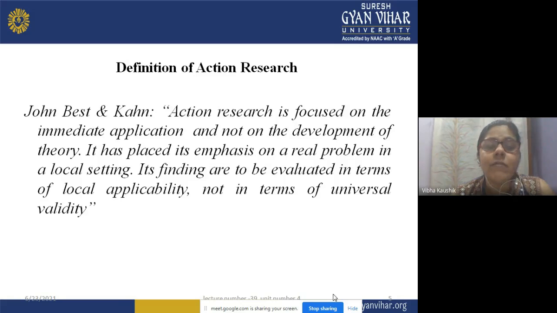It has placed its emphasis on a real problem. Why real problem? Because the problem is related to the classroom with the teaching learning process. In a local setting, in a local classroom, its findings are to be evaluated in terms of local applicability. Now, why are we saying that?